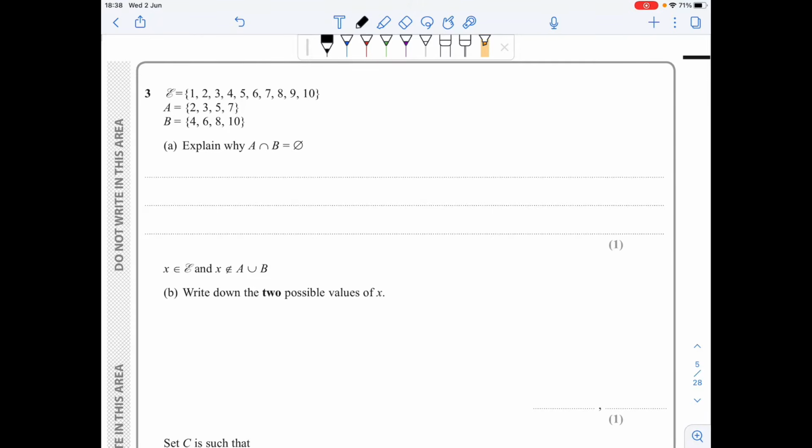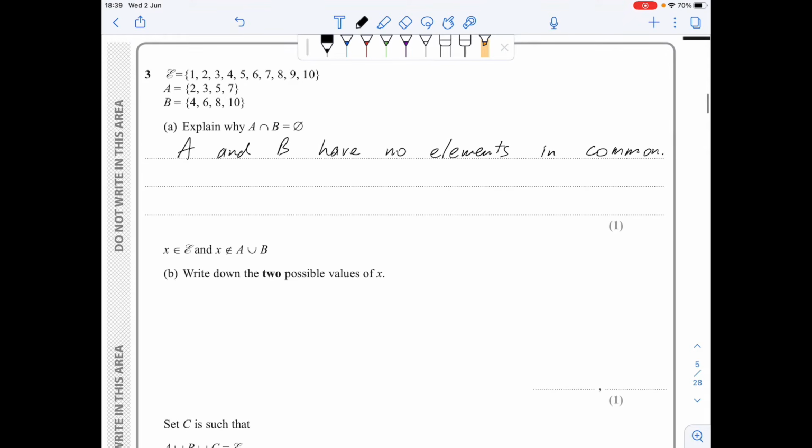Now in part A, I need to explain why the intersection between A and B is equal to the empty set. Note that A and B have no elements in common, and that is my reason to get this mark. In part B, we're being told that x is an element of the universal set, so x is an integer between 1 and 10. X does not belong in the union of A and B. Now the union of A and B are all the integers either in A or in B. So 2, 3, 4, 5, 6, 7, 8, and 10. The only integers missing are 1 and 9, and these are the 2 possible values for x.